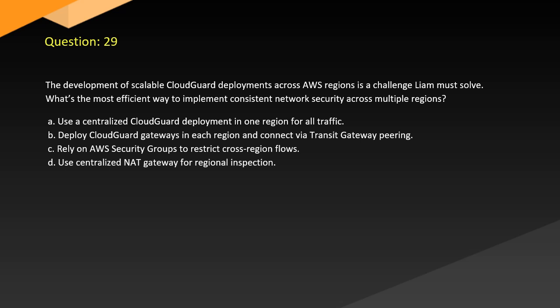Question 29. The development of scalable CloudGuard deployments across multiple regions is a challenge Liam must solve. What's the most efficient way to implement consistent network security across multiple regions? A. Use centralized CloudGuard deployment in one region for all traffic. B. Deploy CloudGuard gateways in each region and connect via transit gateway peering. C. Rely on security groups to restrict cross-region flows. D. Use centralized NAT gateway for regional inspection.